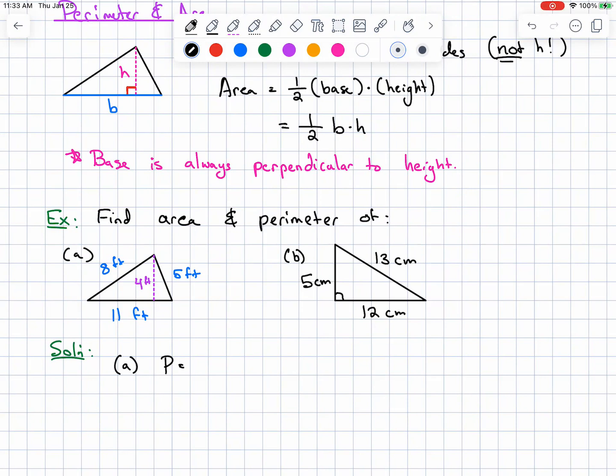So that'll be 8 plus 5 plus 11, not the 4, because that's not actually a side length. That's just a measurement. So 8 plus 5 plus 11. 8 plus 5 is 13, plus 11 should be 24. Wait, no. 24. Got to remember our units, 24 feet.